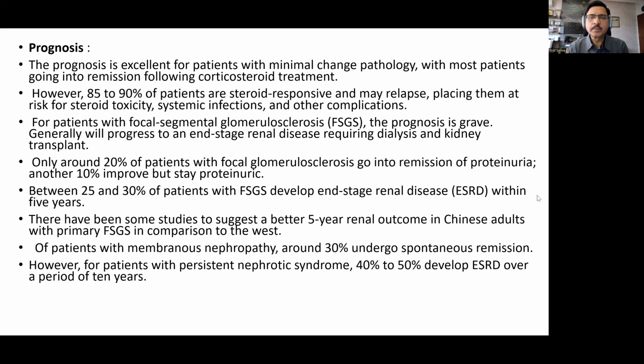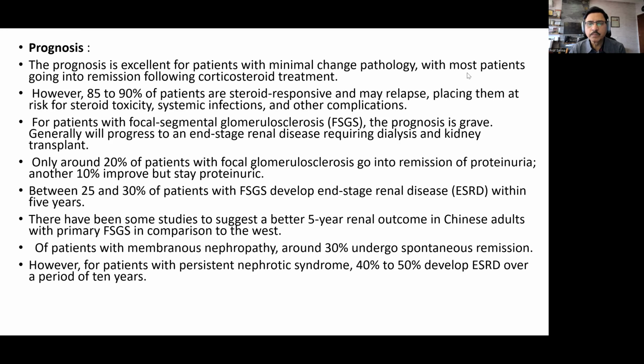Only 20% of the patients with FSGS go into remission of proteinuria, and another 10% improve but stay proteinuric. Between 25 to 30% of the patients with FSGS develop ESRD within 5 years. Of patients with membranous nephropathy, 30% go into spontaneous remission.